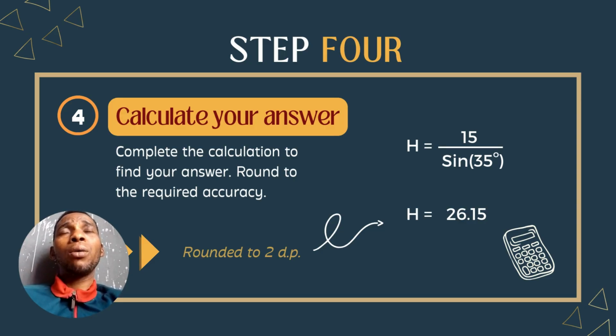So what you are going to say is opposite over adjacent. You go and look for the one that has O and A, and that is tan. So you are going to express it in the form of tan of the angle equals opposite, you can represent it with x, over the value given, which is the adjacent.